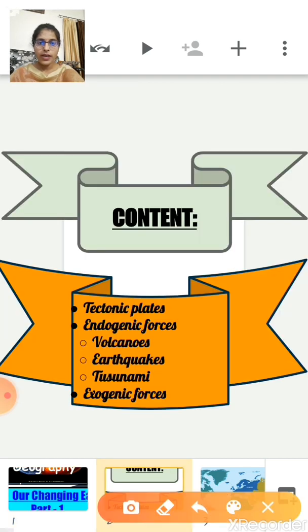Now, these are the topics we will cover in this chapter. First, we will understand the concept of tectonic plates. Second, we will discuss endogenic force, volcanoes, earthquakes, tsunami, and at last we will discuss exogenic force. In this video we will only discuss the tectonic plates and endogenic forces. Exogenic forces we will discuss in the next video.